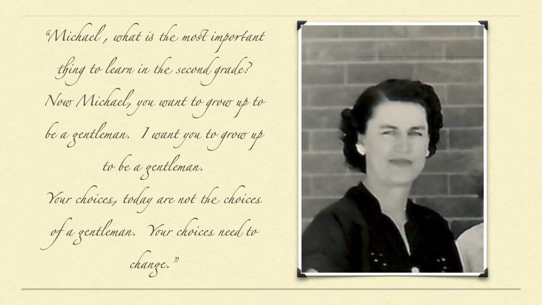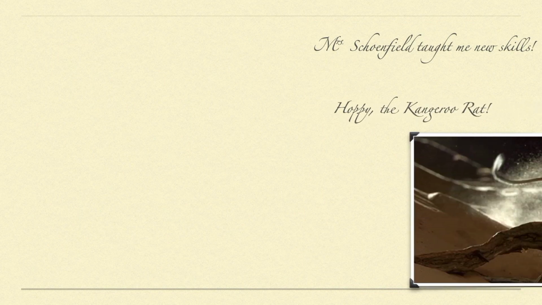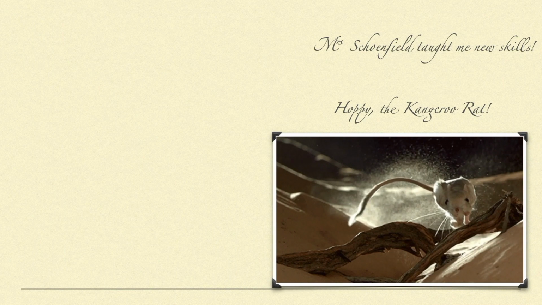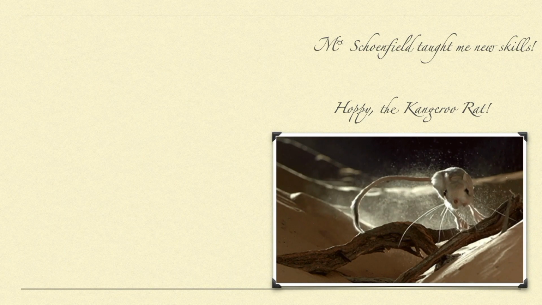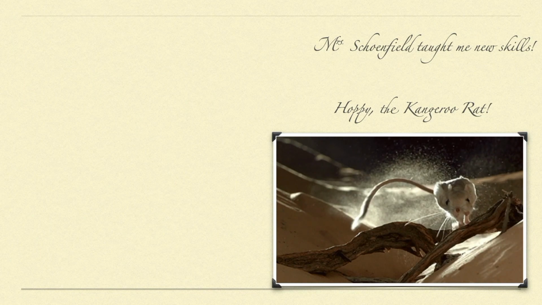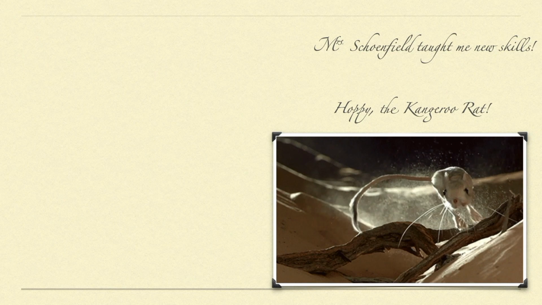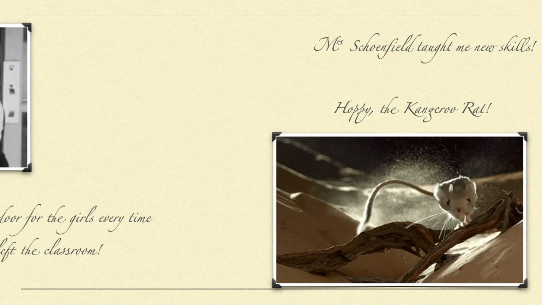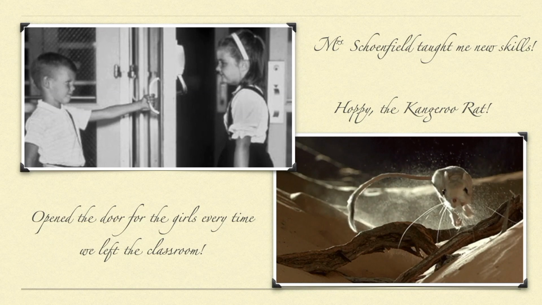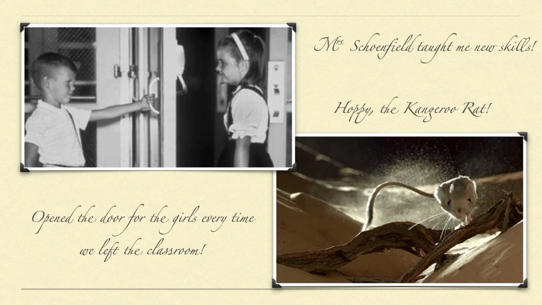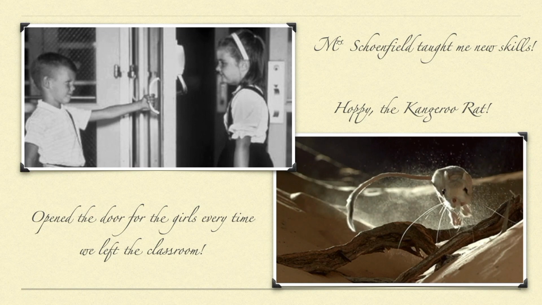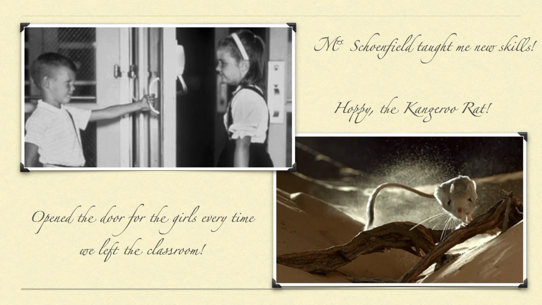Well, I did change, and I loved Mrs. Schoenfield then, and I loved her until her death. She was an important influence in my life. Mrs. Schoenfield taught me some skills. One of those was how to care for a kangaroo rat that we called Hoppy. Everybody wanted to care for this rat, feed it and water it, but I became the custodian of this rat for the rest of the school year. She also taught me and invited me to open the doors for girls anytime we left the classroom.